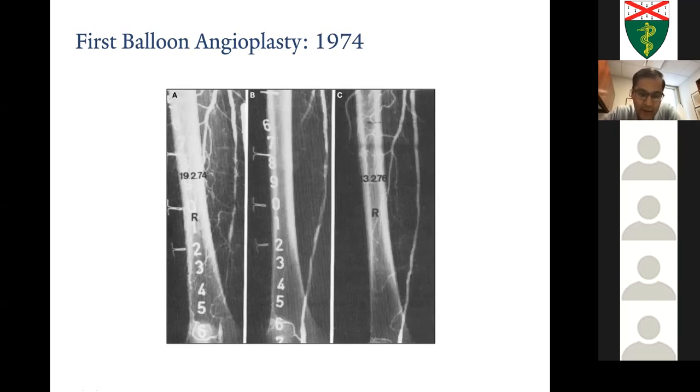Grünzig and his wife, Michaela, handmade balloons in their kitchen. They would tie a piece of plastic to a catheter, essentially making surgical knots to hold the balloon in place. This is the first demonstration of an angioplasty in a human, again a superficial femoral artery, where Dr. Grünzig was able to open this severely diseased artery and had significant luminal gain afterwards.